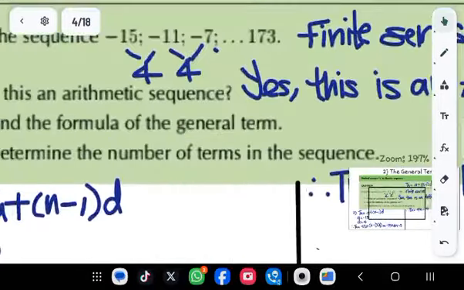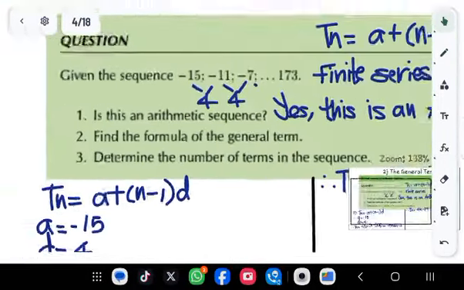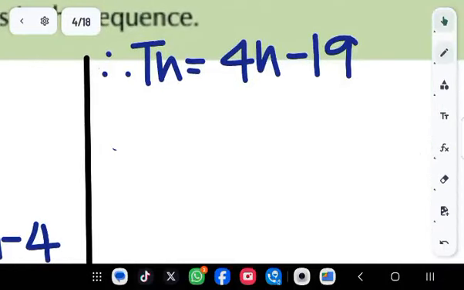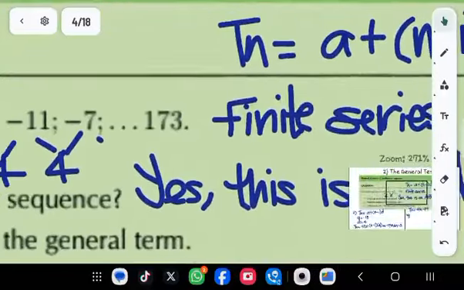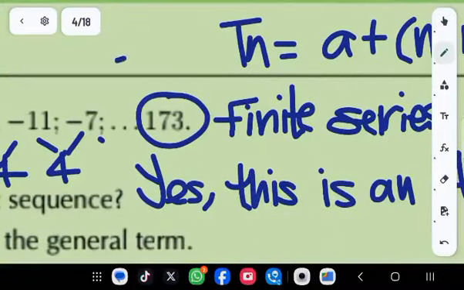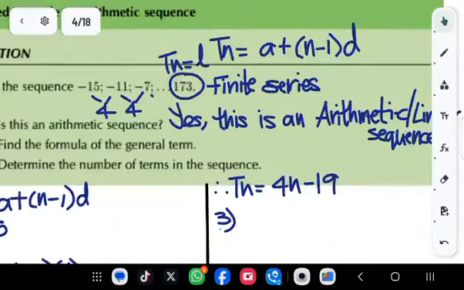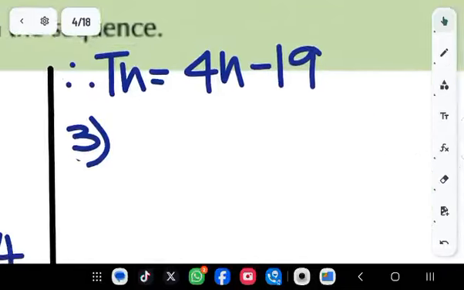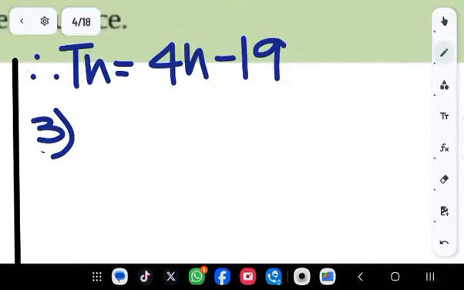Now, number 3 says determine the number of terms in the sequence. How do you do that? It's easy. Number 3, you know that the last term, or what we can call Tn, is 175. This is the last term, or Tn. It's up to you how you would like to refer to it, whether the general term, the last term, Tn, or L, it doesn't matter.